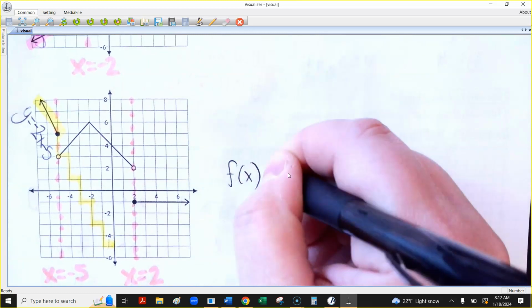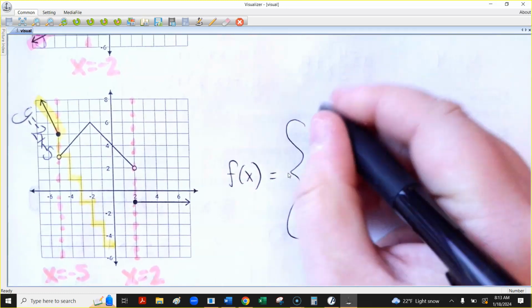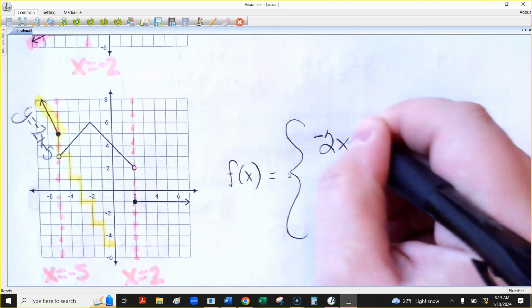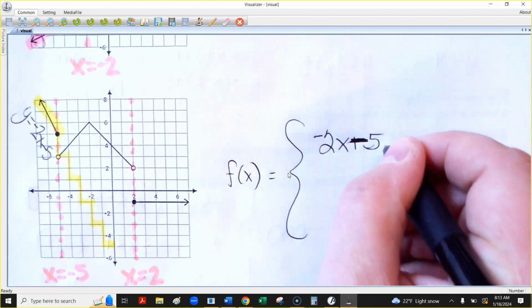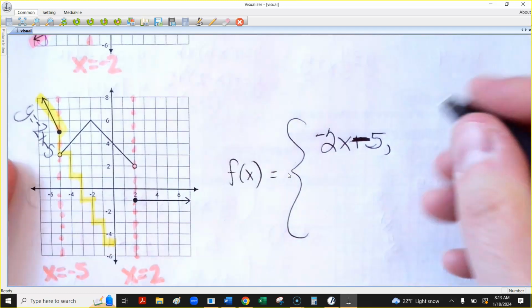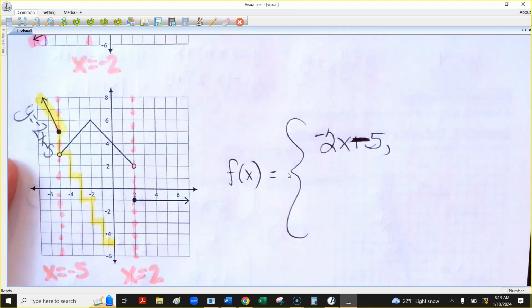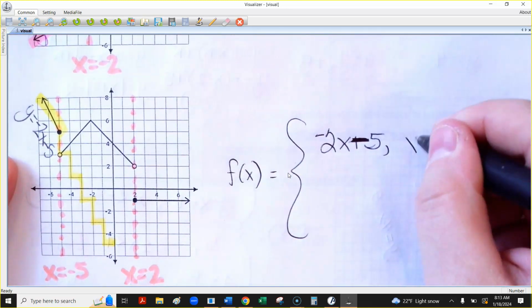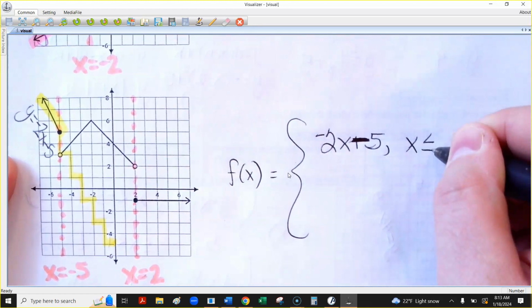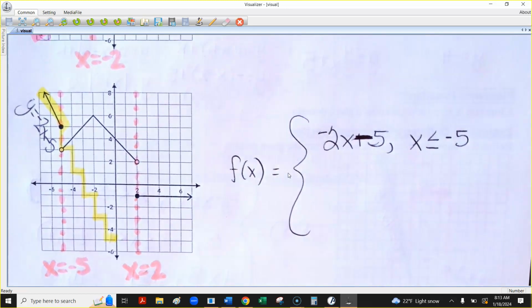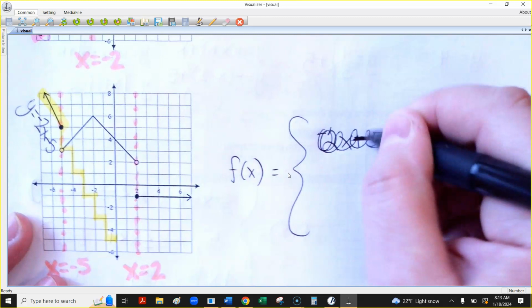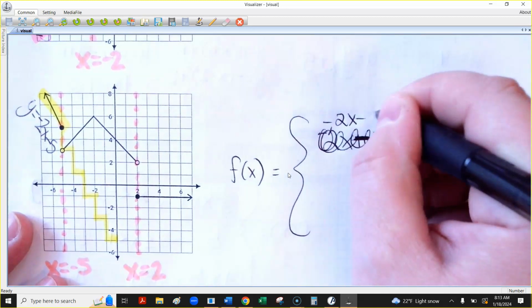So that first piece, you've got -2x plus, oh my goodness, -5, fail, -5. And I've got a filled in circle. That piece is just being used on the left side of -5, so that's for x values less than or equal to -5. Here, I'm going to rewrite that real quick. It should be -2x minus 5 is the first piece.